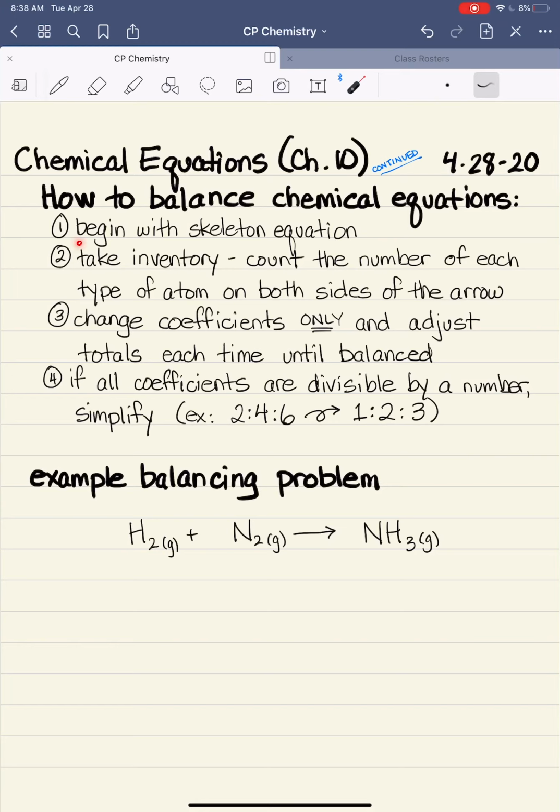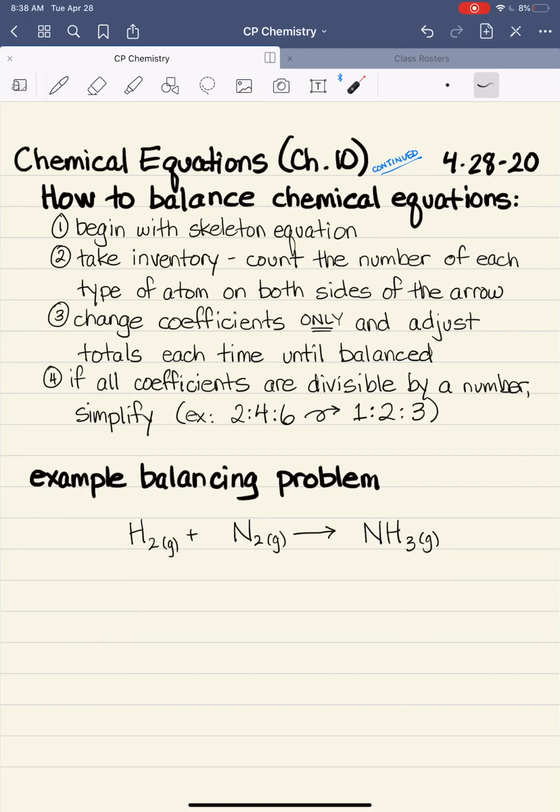First, we're going to begin with the skeleton equation. Remember, the skeleton equation has all the correct chemical formulas. It just doesn't include the same number of atoms on each side. If you do not have the correct chemical formulas to start with, you will never get the correct balanced equation. Then you take inventory. When we take inventory, we count the number of each type of atom or each element on both sides of the arrow. Once we see that, we see where we are out of balance.